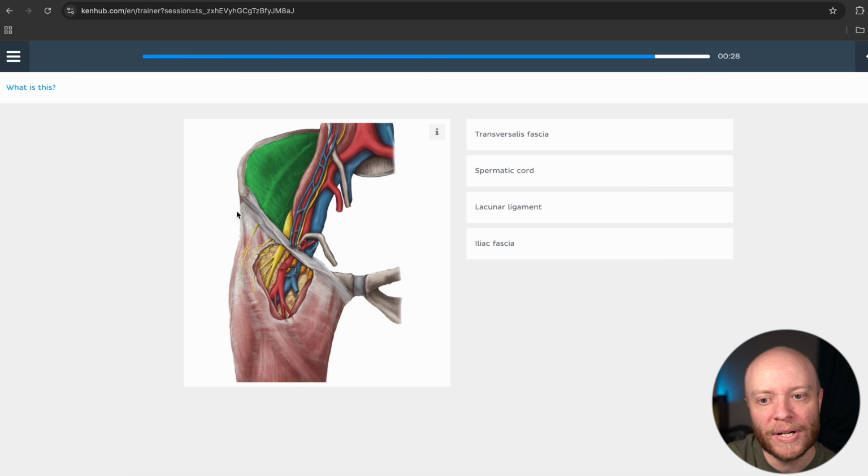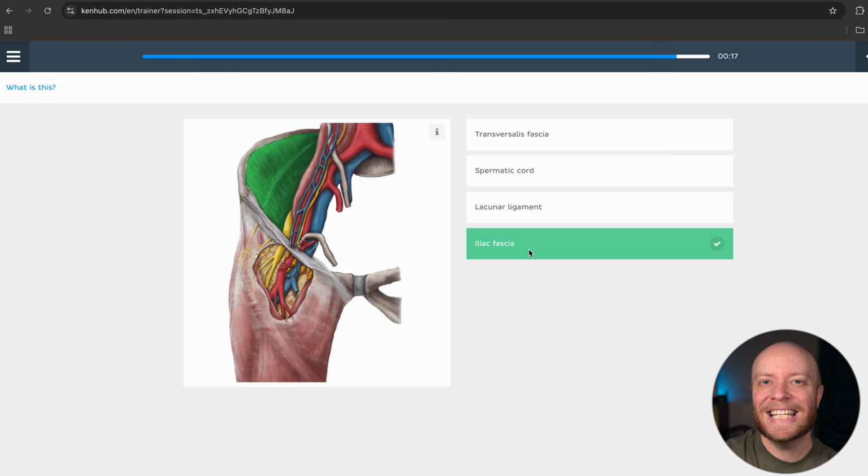Okay, so now we have this one right here. Let's see if we can get two more, so let's go fast. Is this the transversalis fascia, spermatic cord, lacunar ligament, or the iliac fascia? That is the iliac fascia.